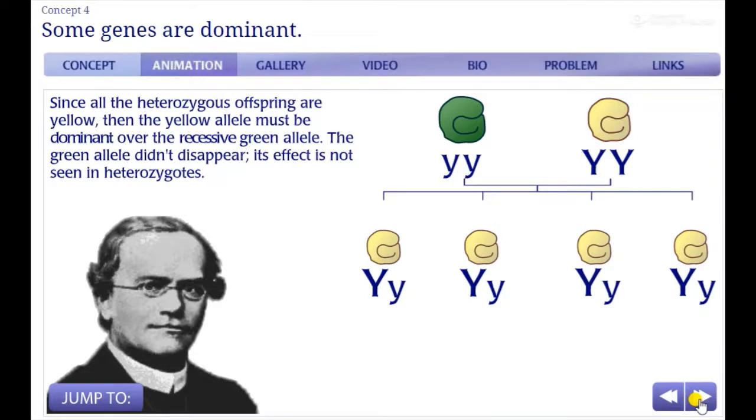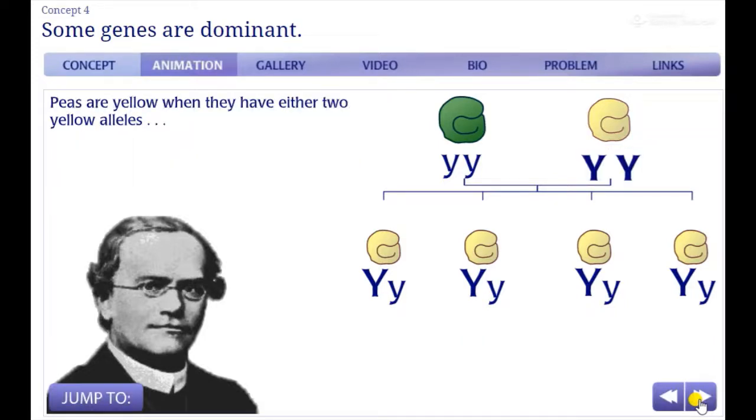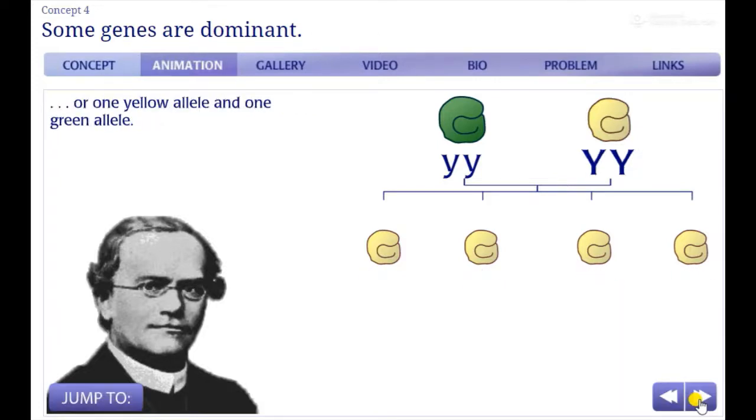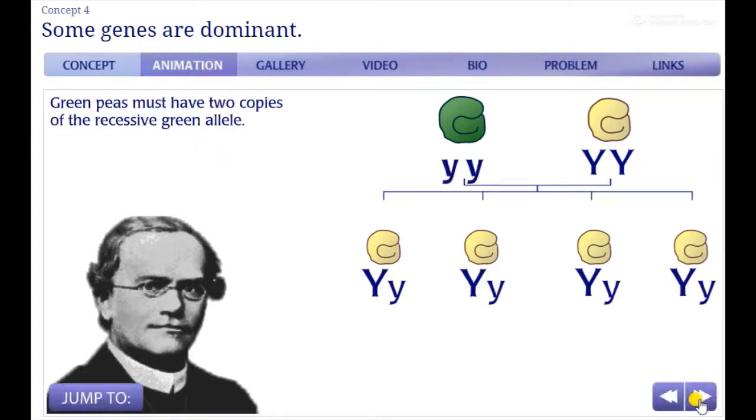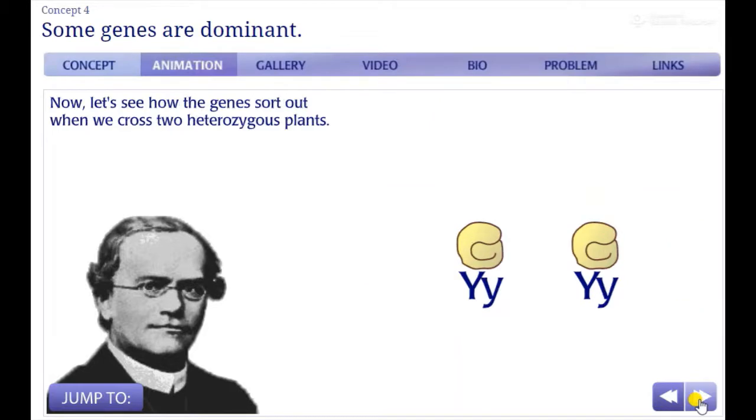Since all the heterozygous offspring are yellow, the yellow allele must be dominant over the recessive green allele. The green allele is not disappearing in the F1 generation, but its effect is not seen in the heterozygotes. The peas are yellow when they have either two yellow alleles or one yellow allele and one green allele. The green peas must have two copies of the recessive green allele, only then will they appear green in color.